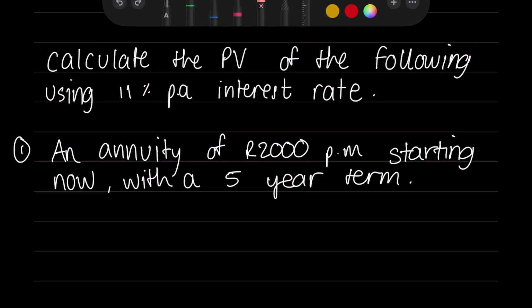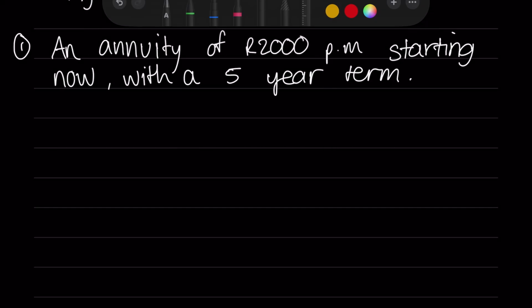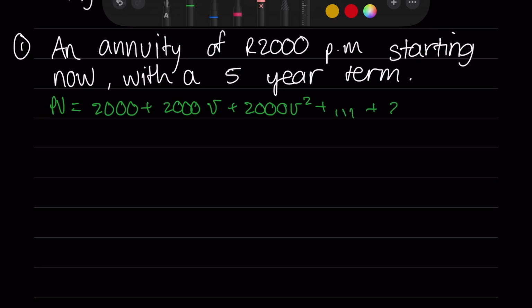So the first question is an annuity of 2,000 Rand per month starting now with a 5-year term. What I'm going to do is write this out in first principles. Let's go. Notice that I wrote 59 there. That's because in 5 years we're receiving monthly payments, so over 5 years that would be 60 payments. But our first payment is in advance. It says starting now, so that indicates in advance.